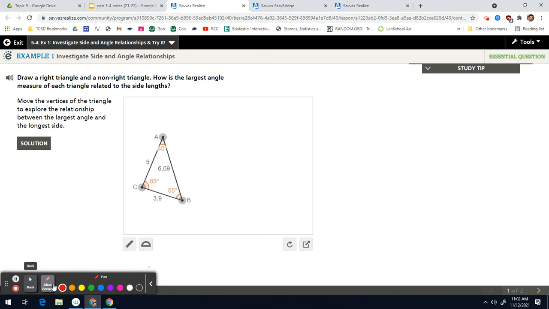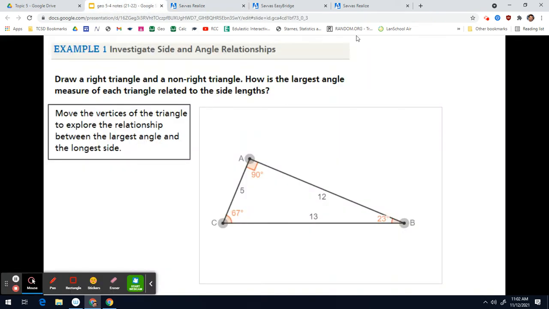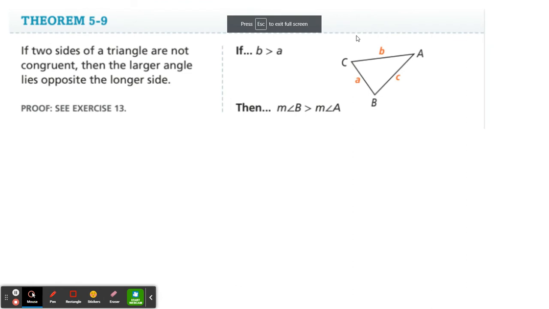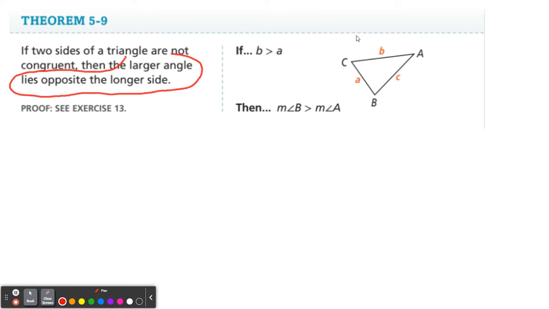All right, cool beans. All right, so let's take a look back at our notes. Let's see what this investigation leads to. The first theorem. If two sides of a triangle are not congruent, then the larger angle lies opposite the longer side. Opposite, across, right? There we go. So in this picture, notice we labeled the side lengths with lowercase letters, so a, b, and c, and then the big angles are the vertices of the angles. So it's telling you that b is bigger than a. So if b is bigger than a, then the angle across from b is going to be bigger than the angle across from a. So then angle B must be bigger than angle A. And there we go.